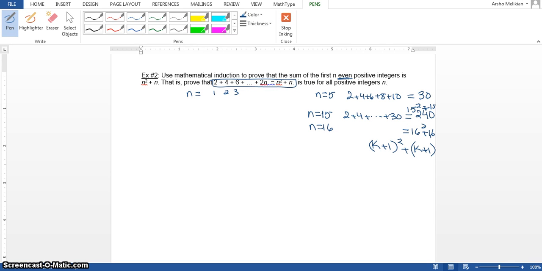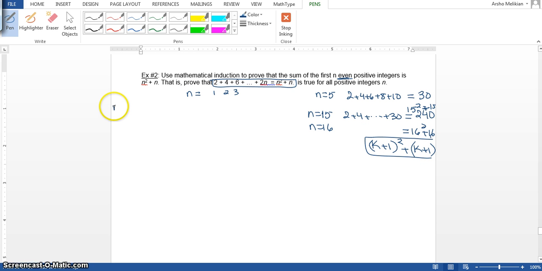What up? So what we're saying here is we went from 15 squared plus 15 to 16 squared plus 16. So if this was k squared plus k, now it's (k plus 1) squared plus (k plus 1). So at the end of the day, this is what we're expecting to get when we're done with the proof. All right, so let's see.